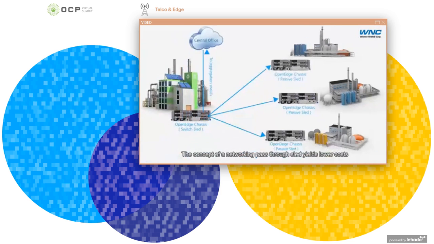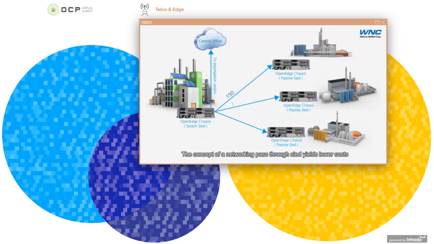The concept of a networking pass-through sled yields lower costs when installing fiber between different buildings. In this example, 2 MPO type cables can replace 8 LC type cables, and it also makes things easier for technicians in setting up different types of cables.